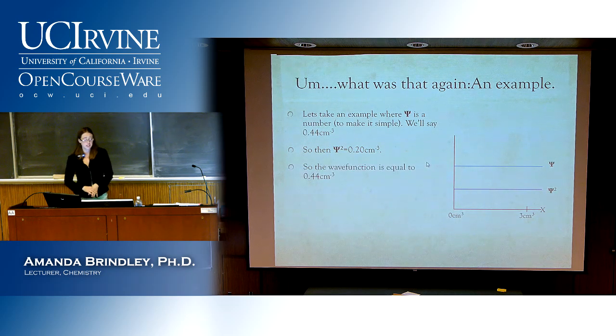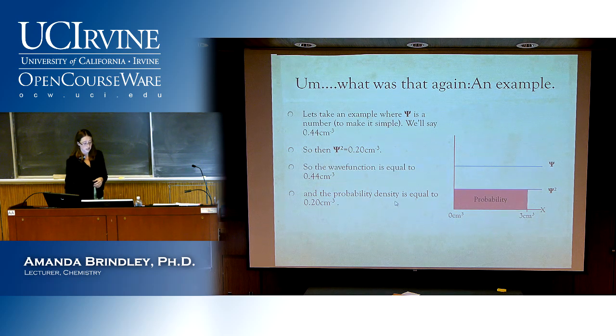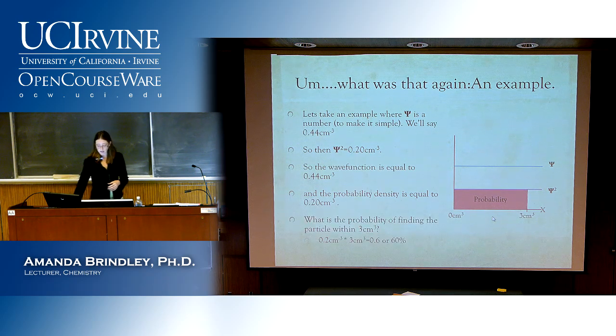So the wave function, this is sort of nomenclature, how we would say this. The wave function is equal to 0.44 centimeters cubed, or inverse. The probability density is equal to 0.2 centimeters cubed. So if I wanted to know what is the probability of a particle being within 0 to 3 centimeters cubed? I say, what is the probability of me finding this particular particle between 0 and 3 centimeters cubed? In other words, between here and then 3 centimeters out from it in a circle.